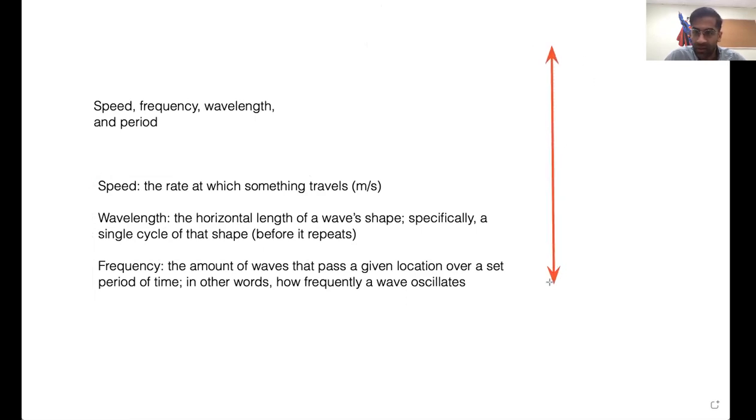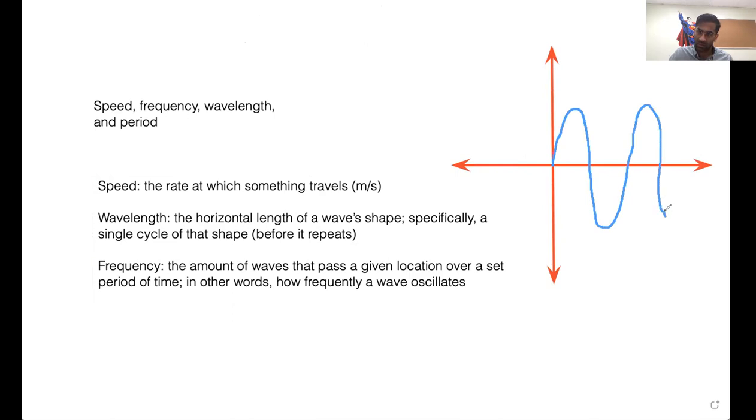Okay, so we have this graph here. I'm going to draw one crude cycle of a wave. Actually, I'll draw two cycles. Put this arrow to indicate that we're going to keep going in both of these directions. This curve would continue to go, all right, and now I want to define some terms.